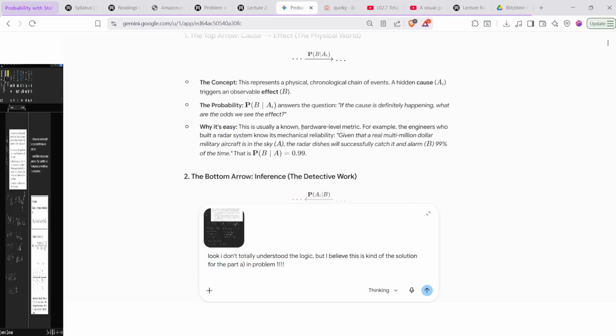It's usually not hardware level. What do you mean hardware level? For example, the integration with the battery system. No, it's more about reliability. Given that a real multi-million-dollar military aircraft is in the sky, the radar dishes will successfully catch it and alarm 99%. Yeah.